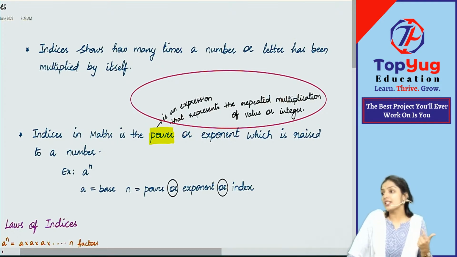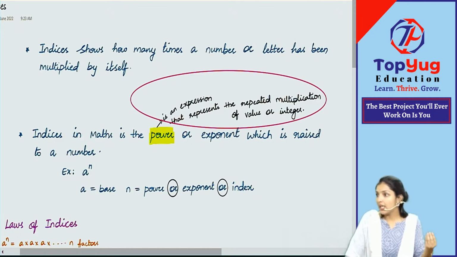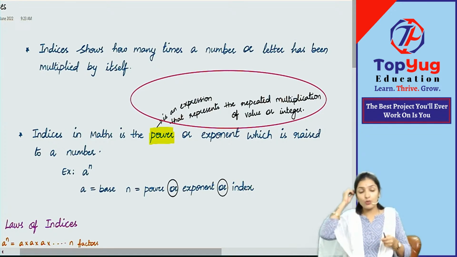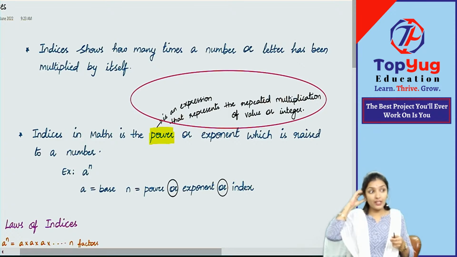Now the reason why it was introduced. See, if you have 2 square, you call it 4. If you have 2 cube, you call it 8. If you have 2 to the power 4, you call it 16. But suppose it is 2 to the power 100, then what would you call it?